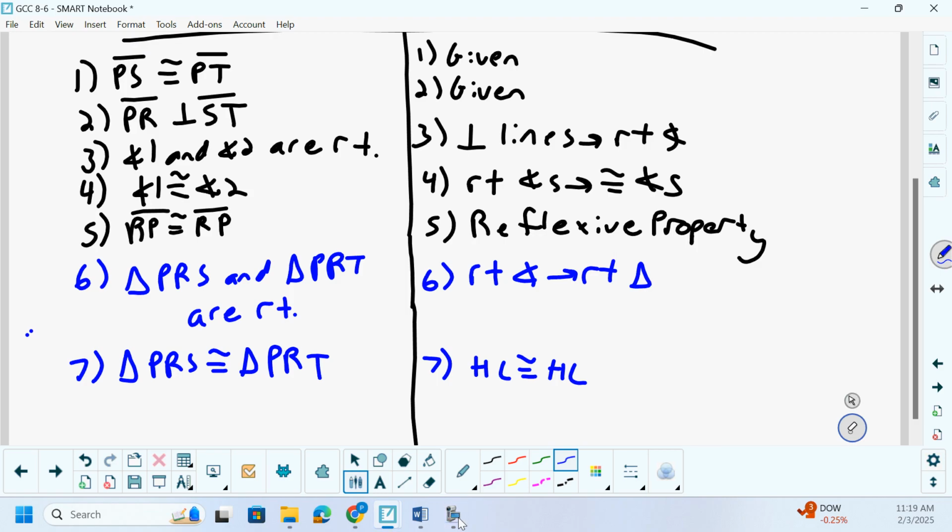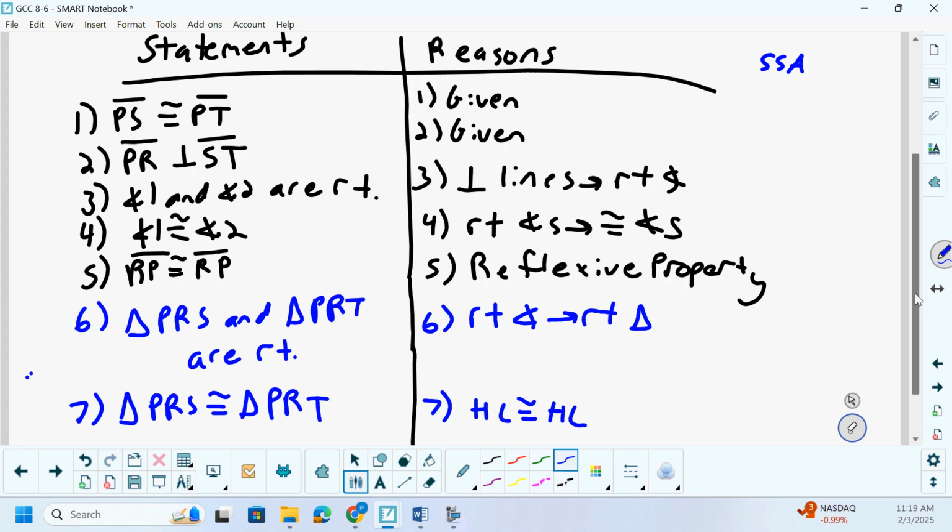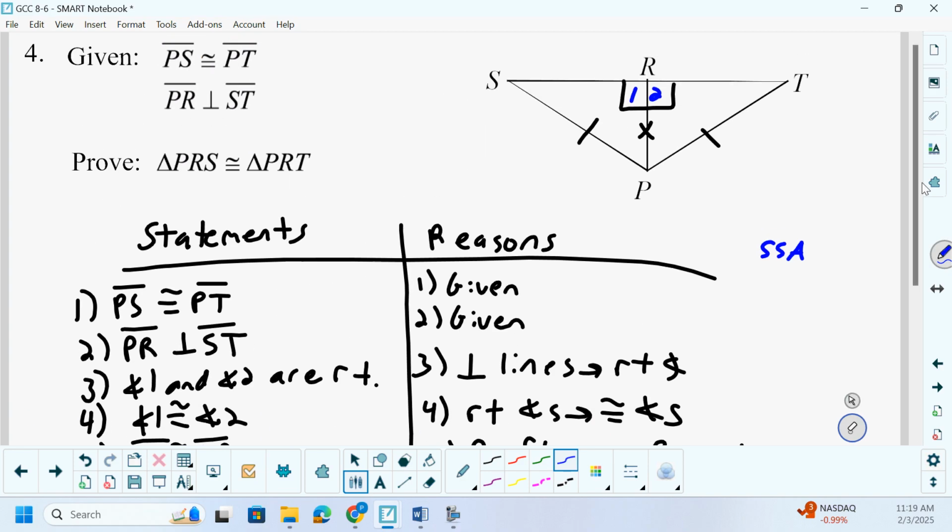Now, here's the other way you could have gone. Instead of in step 5 doing reflexive, you could have thought of the big huge triangle, which had two congruent sides. And you could have said triangle STP was isosceles, because two congruent sides implies isosceles triangle. And then you could have done isosceles triangle implies two congruent base angles, which would have given you angle S and angle T congruent to each other. And using those angles along with the right angles in the given, you could have done an angle side.